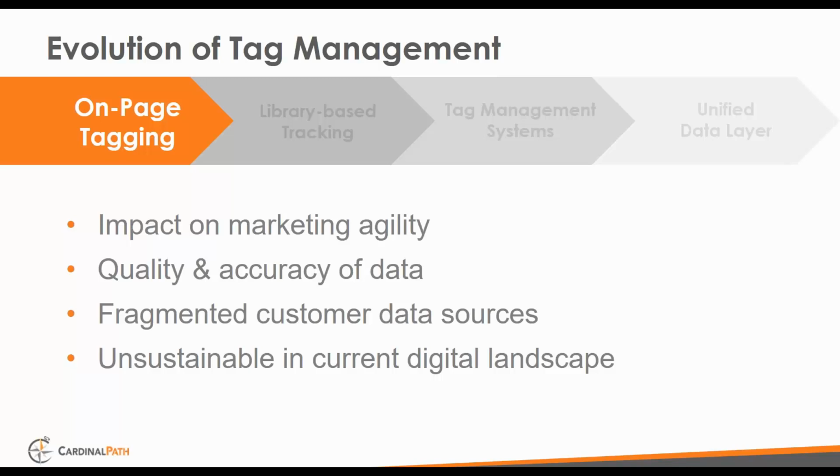This not only impacted the marketing agility of your ability to create campaigns out the door quickly, but it increased a greater risk of error. So the quality and accuracy of your data suffered as a result of this. Also, all of your siloed applications can create fragmented customer data, which means there's no single source of truth. All of your data is scattered across a bunch of different services.